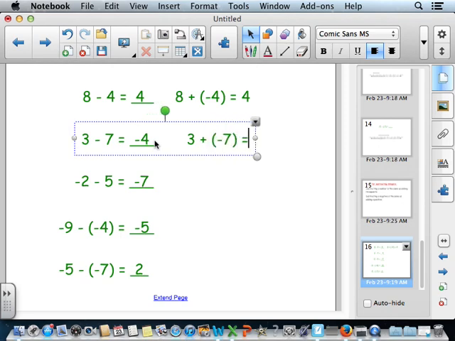Now I'm adding a positive and a negative, and my addition rule states that when adding a positive and a negative, I can take the difference of their absolute values and take the sign of the number with the larger absolute value. The difference of 3 and 7 is 4, and because negative 7 has the larger absolute value, my answer will take the sign of that number, which is negative.